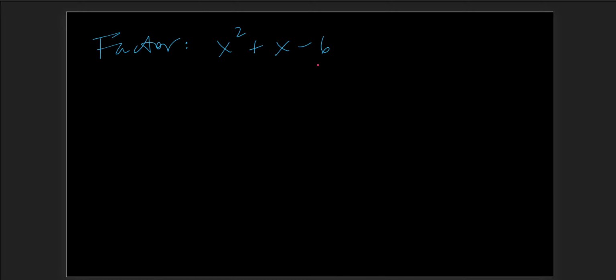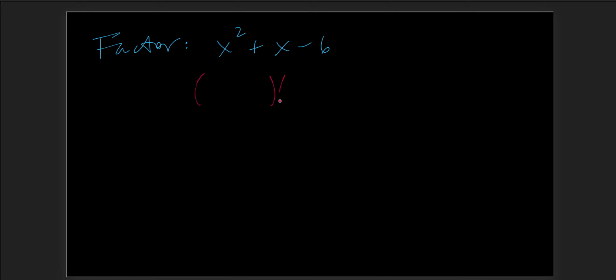X squared plus x minus 6. So first I check if there's anything in common with all three terms that I could just factor out of everything, and there's not. So I see my classic trinomial setup: an x squared, an x term, and a number.